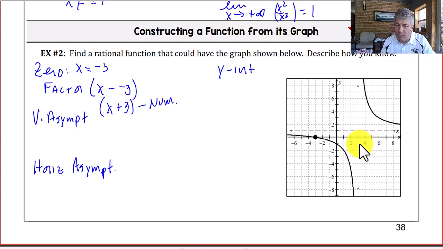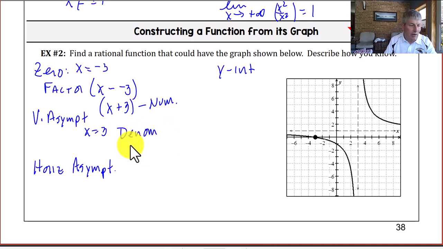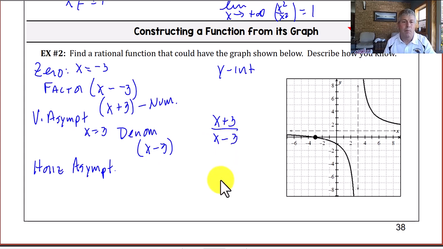We have a vertical asymptote at x equals 3, which means that's a restriction on our domain. So that means the denominator is going to have a factor of x minus 3. So right now, we've got x plus 3 over x minus 3.